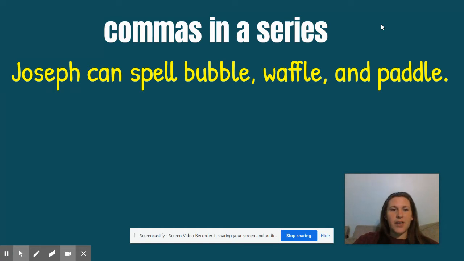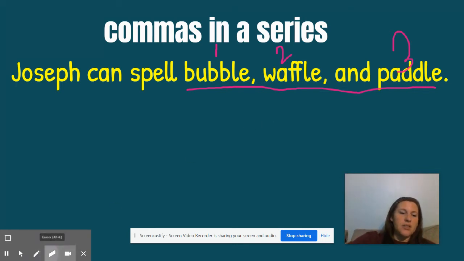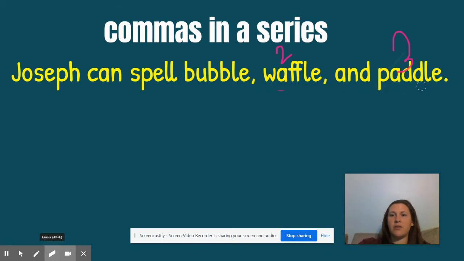Let's try it again. Joseph can spell bubble, waffle, and paddle. So where is my list at? The list of things that are related to each other in the sentence. Yes, good job. Yes, it's bubble, waffle, and paddle. Bubble is the first one that is mentioned. Waffle is the second one that is mentioned, and paddle is the third one that is mentioned. So that means I need to make sure whenever I'm going through this that I put my commas and my "and"s in the right spot.